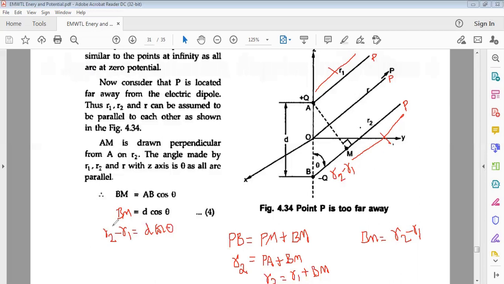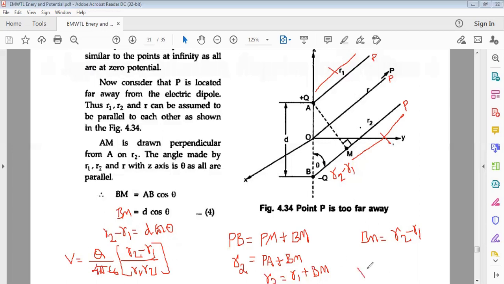What is the total voltage we got? V is equal to Q by 4 pi epsilon naught, whole multiplied with R2 minus R1 by R1 and R2. Okay, this is a formula we got when the point P is considered with the distance of R1 and R2. So the R2 minus R1 is d cos theta.